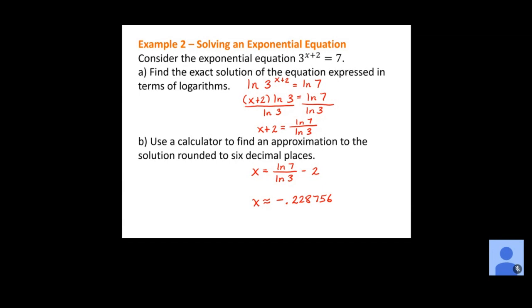Now, the nice part, right, just like any other equation, we can actually substitute that value back into the original equation and make sure that it works. Now, we've rounded this off, so it may not be exactly 7, but if you were to do 3 to the power of negative 0.228756 plus 2, right? In my calculator, I get 7.0000001929. Okay, so it's really, really, really close to 7.